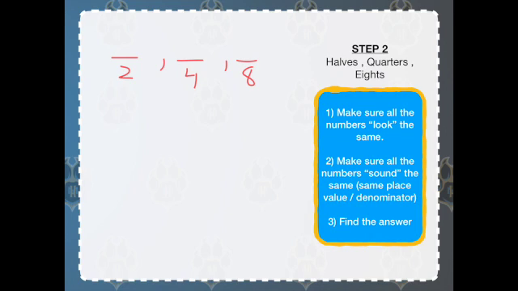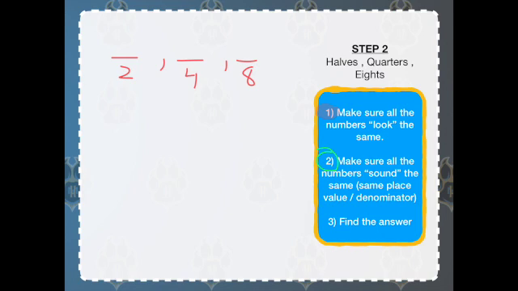So if we look at our steps on the right-hand side of the screen, the videos on mixed numbers and improper fractions, as well as adding and subtracting with the same denominator, really focused on step one. How do we make sure that all the numbers look the same when we are adding and subtracting? The focus of this video is really to start looking at, okay, if all of my numbers look the same, I still have to make sure that they all sound the same, so they have the same place value or same denominator.